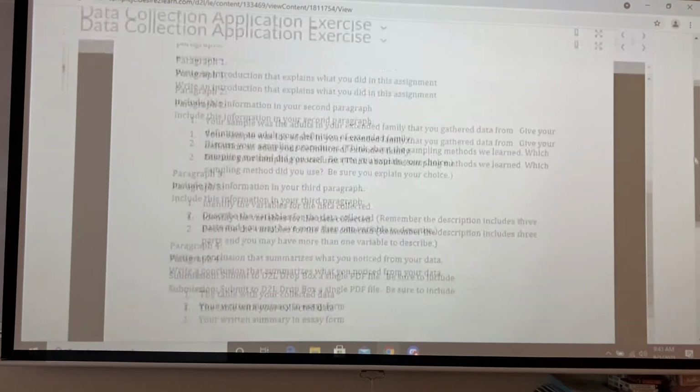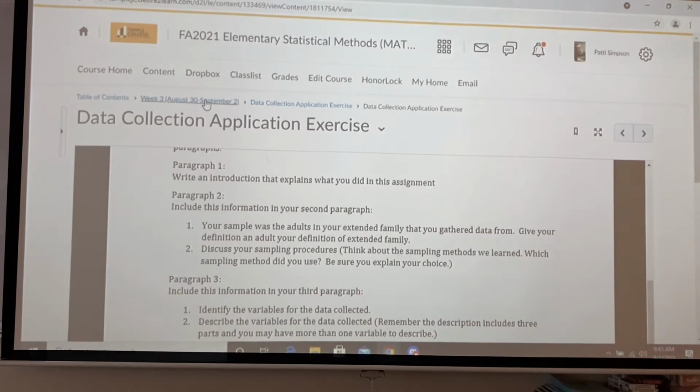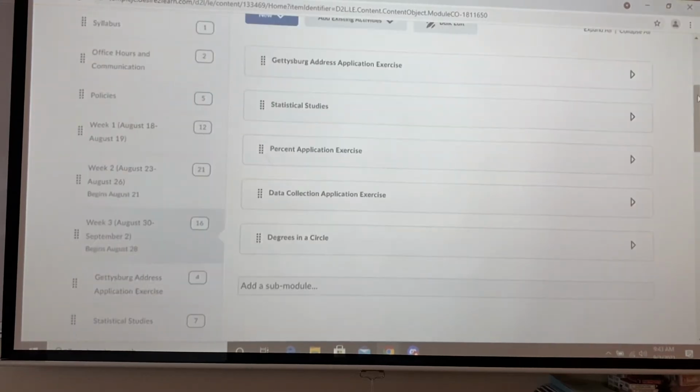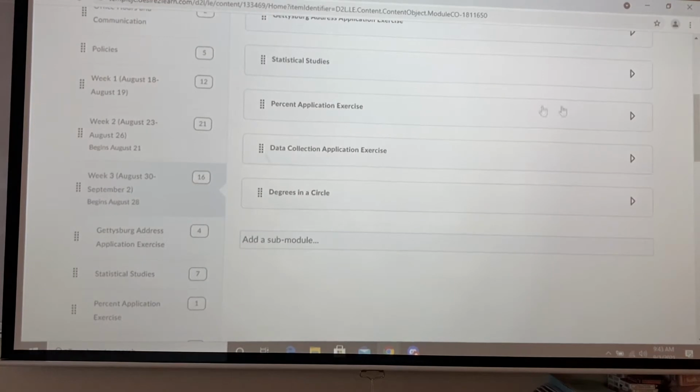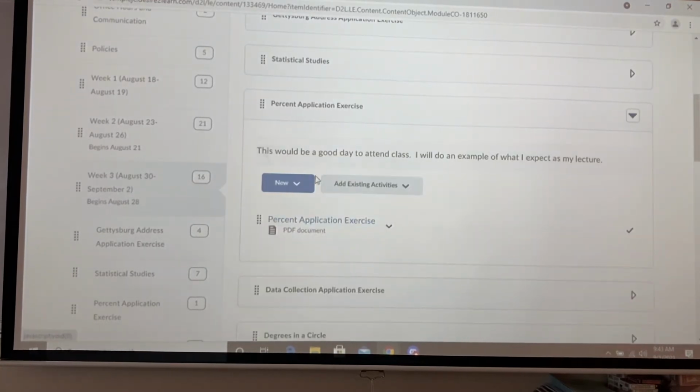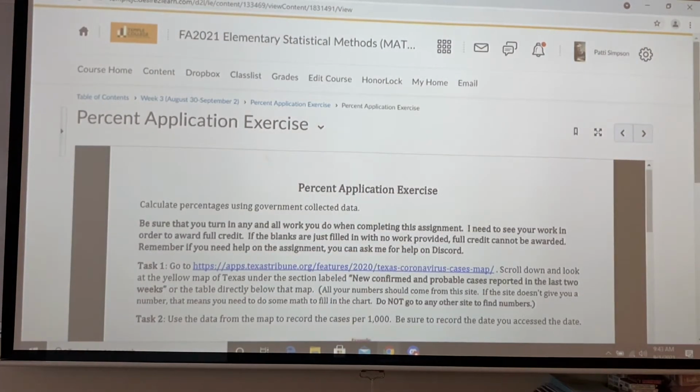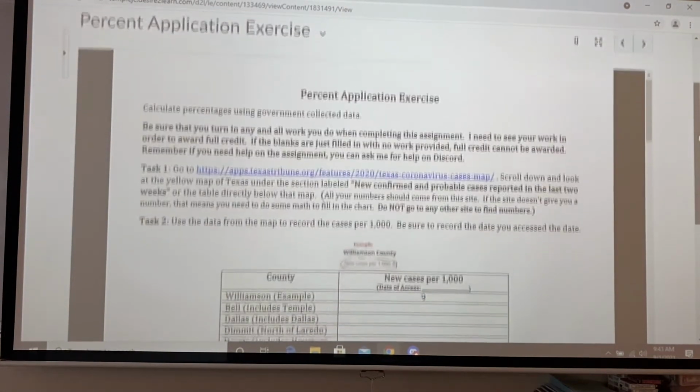Then the other one we're going to do is a percent application exercise. So we've been looking at percentages, we've been using percentages a little, and I just want to look to see, here it is here, percent application exercise. This would be a good day to come to class. This is the percent application exercise you're going to do today, and I'm going to do an example of this in class to help you out.